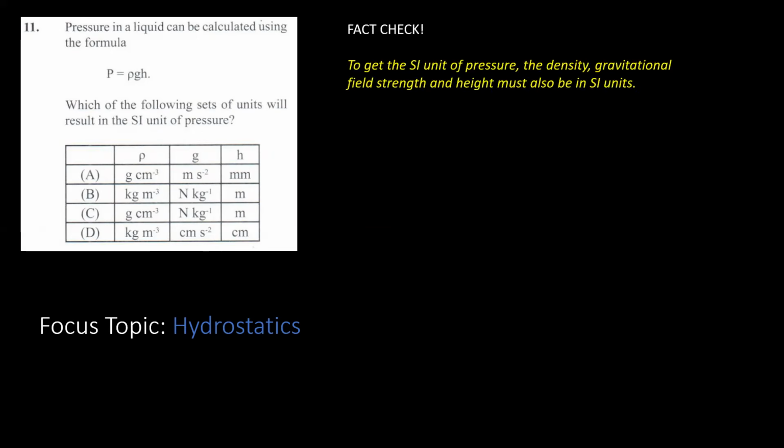Number 11, also coming from hydrostatics. This asks us which set of units will give the SI unit of pressure. And we know that the SI unit of pressure is the Pascal, and we have to use the SI unit of density, which is kilogram per cubic meter, the SI unit of gravitational field strength, which is Newton per kilogram, and the SI unit of height, which is meter. So the answer should be B.